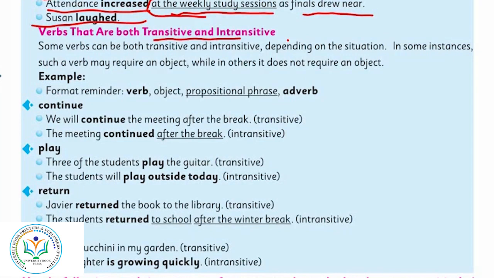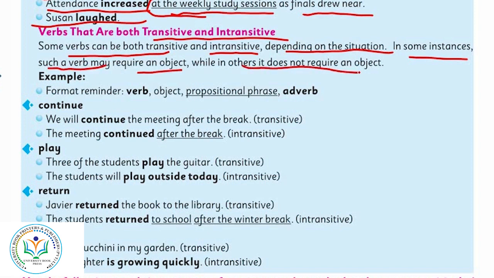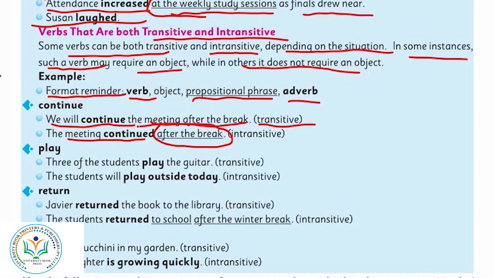Verbs that are both transitive and intransitive. Some verbs can be both transitive and intransitive depending on the situation. In some instances, a verb may require an object, while in others it does not require an object. For example, continue: we will continue the meeting after the break. अब क्या है, transitive है. The meeting continued, आपका intransitive हो गया. अगर आप ये लगाते हैं या नहीं लगाते हैं फिर भी आपका ये जुमला complete है. After the break. With play, the students play the guitar is the transitive verb here.